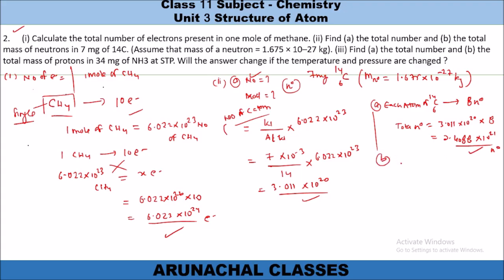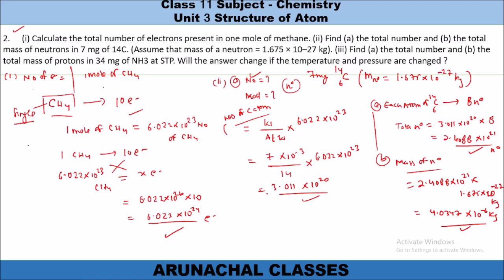B part, we have to find the mass of total neutrons. So these many neutrons are there. To find the mass of neutrons, I take the number of neutrons, 2.4088 into 10 power 21, multiplied with the mass of a neutron, which is given as 1.675 into 10 power minus 27 kg. If I solve this one, it will be 4.0347 into 10 power minus 6 kg. So this will be the total mass of the neutrons.